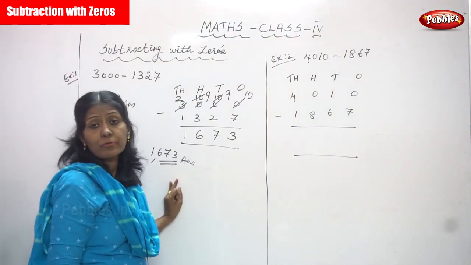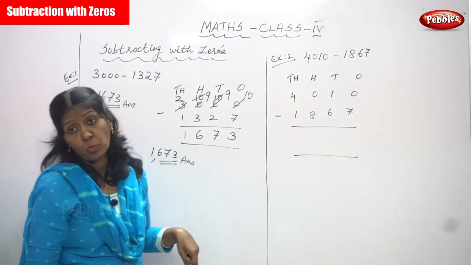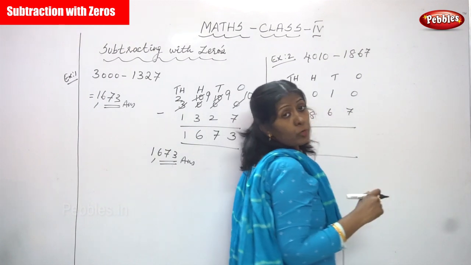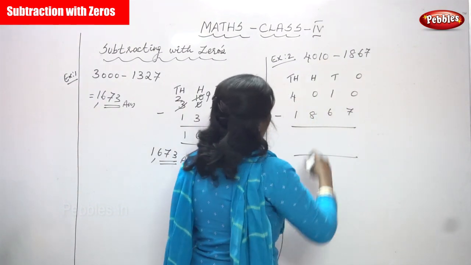1673. This is the right answer for the question. So example 1 is over. Again, you have to do the borrowing subtraction. So in example 2, now we are going to see. Now let's start the sum.